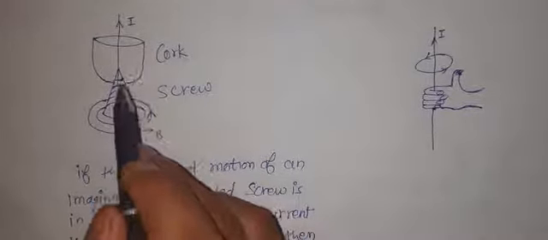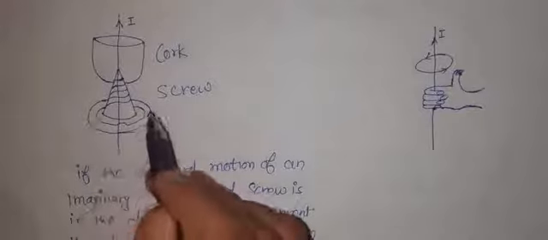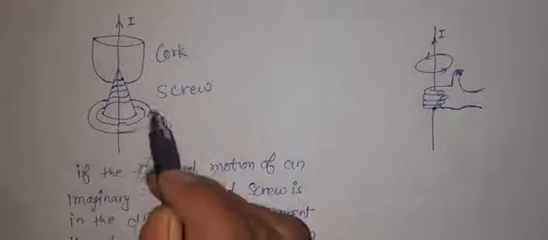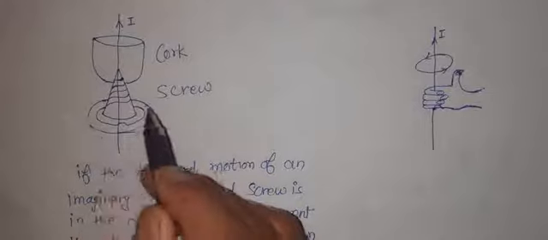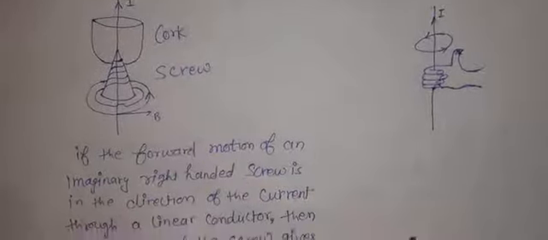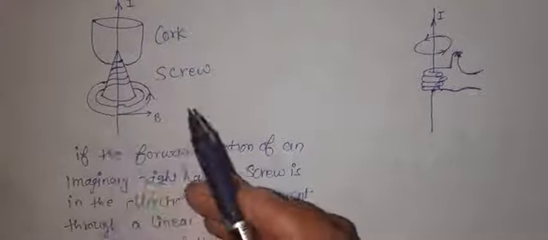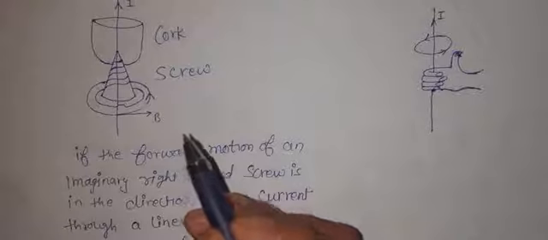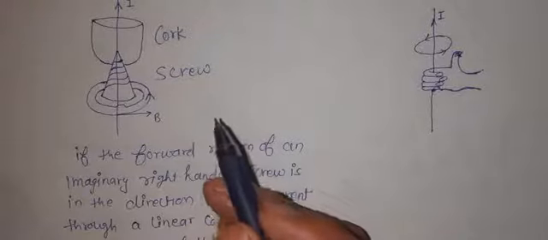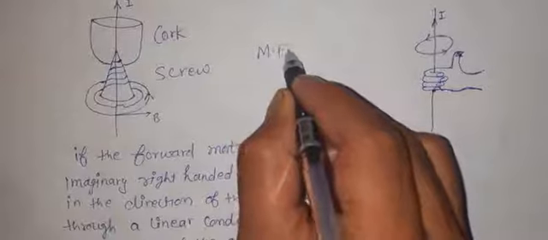Okay, so if it happens, so at that time the rotation of this screw is the direction of the magnetic field. ठीक है. और जो हमारे पास मैग्नेटिक फील्ड लाइन की ये डायरेक्शन होगी, मैग्नेटिक फील्ड लाइन कहने का मतलब हो गया, we are going to show the magnetic field with the help of the line. So this is said to be magnetic field line.